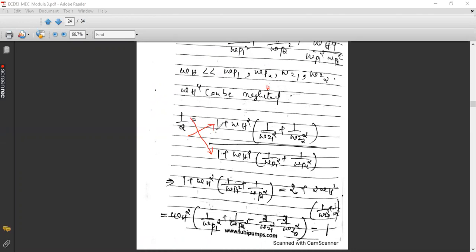After cross multiplying, take all the terms containing omega h square to the left hand side, and you will be having only constants 1 and 2, so that you can take to the right side. So this will become 2 minus 1, so that you can retain as 1 in your right side, whereas all other terms consisting of omega h square, here also you are having omega h square, here also we are having omega h square, all of that you can take to the left hand side and again take omega h square common. So your equation will become 1 by omega p1 square plus 1 by omega p2 square.